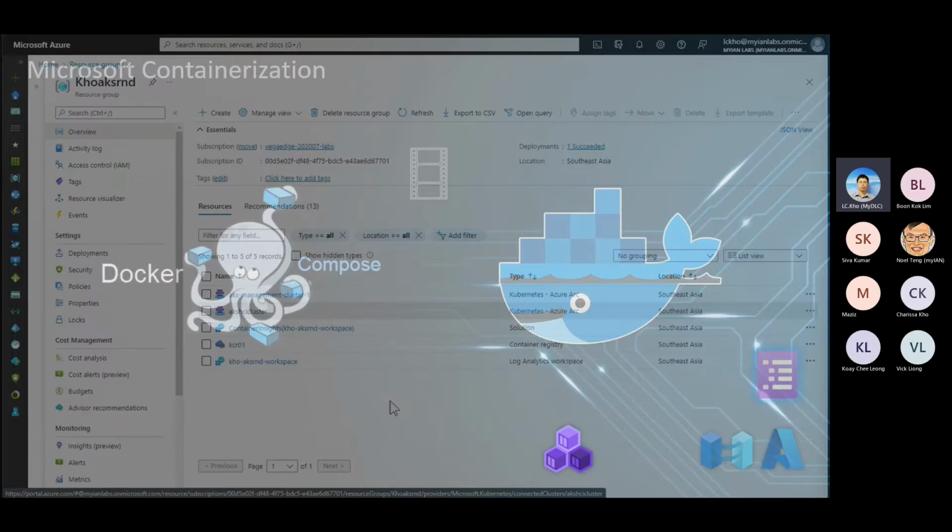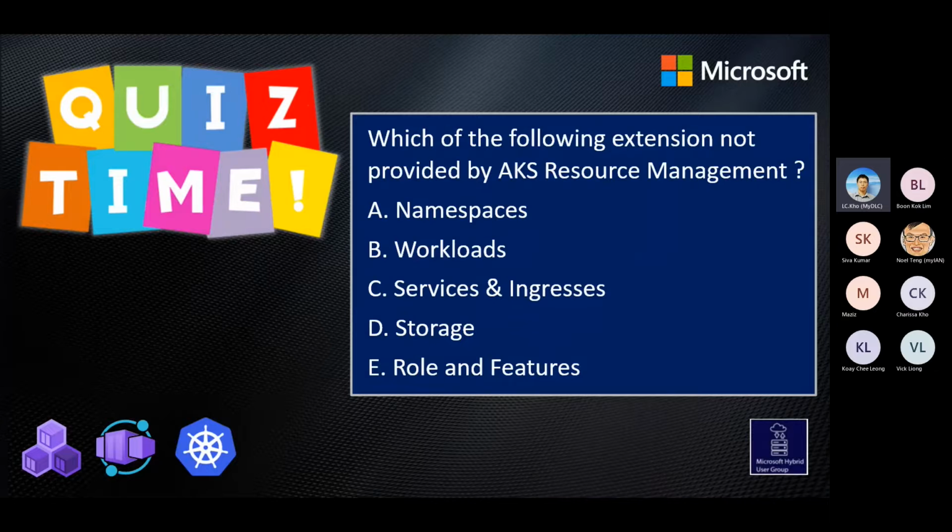All right. So without any questions, I have a question to ask. After you have seen my demo just now, there is a simple question. Which of the following extensions is not provided by the AKS resource management panel? Feel free to try it out. Is it A, namespace, workload, services, storage, or roles and features?